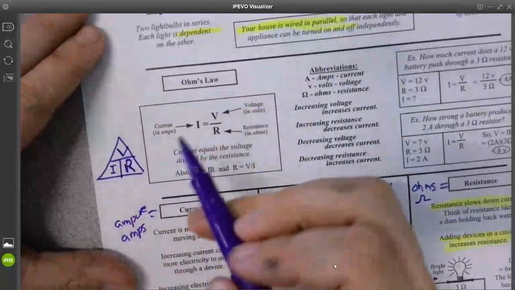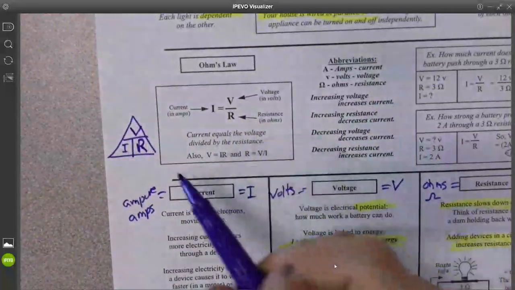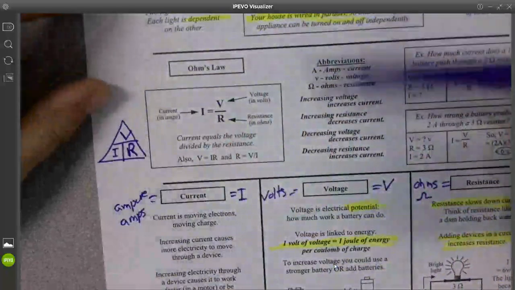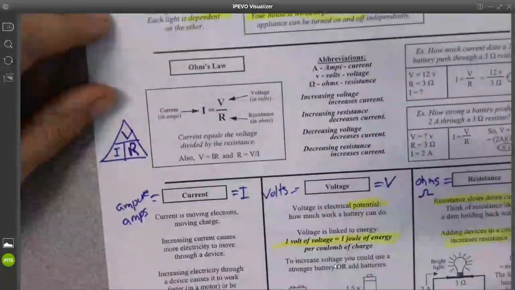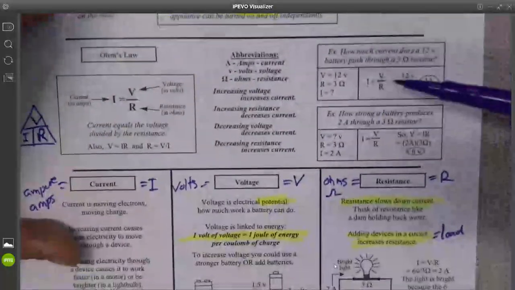If the triangle method works for you, you're going to have your V on top, I on bottom, and R on bottom. This would be our triangle for Ohm's law. So again, I is your current, V is your voltage, and R is your resistance. So we have a couple practice problems already done out for you.